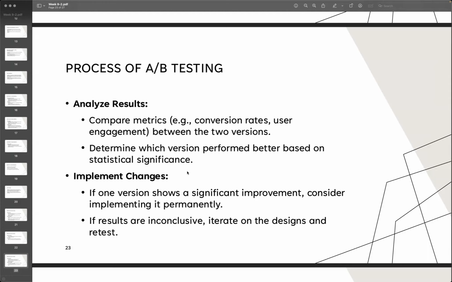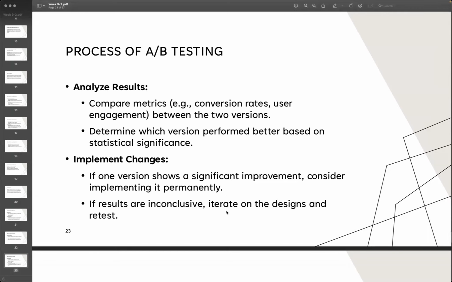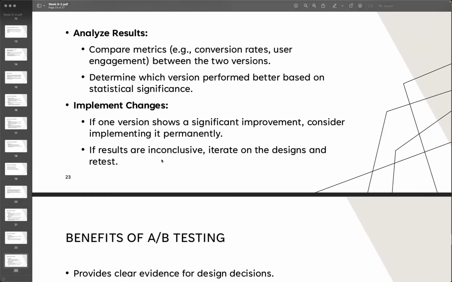But sometimes when one version shows a significant improvement, then maybe we can consider implementing it permanently. But if the results are inconclusive, then maybe iterate on the design and we test again. So actually it's a cycle. If you need to release certain features, like a new function, or make some modification, then we will do the testing.